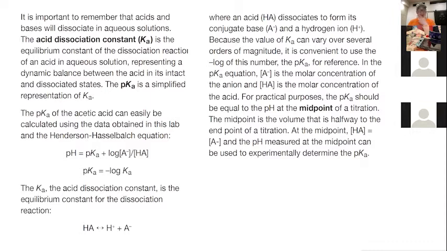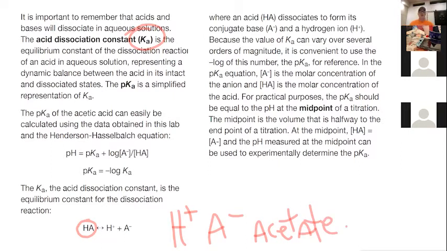So if you remember, we talked a little bit about Ka. That's a dissociation constant. And dissociation constant refers to this reaction. Here's my acid, my weak acid. And so H just stands for the H plus, and A stands for the anion that it is attached to. In our case, it is acetate. Now, when it dissociates in solution, it releases H plus and acetate.